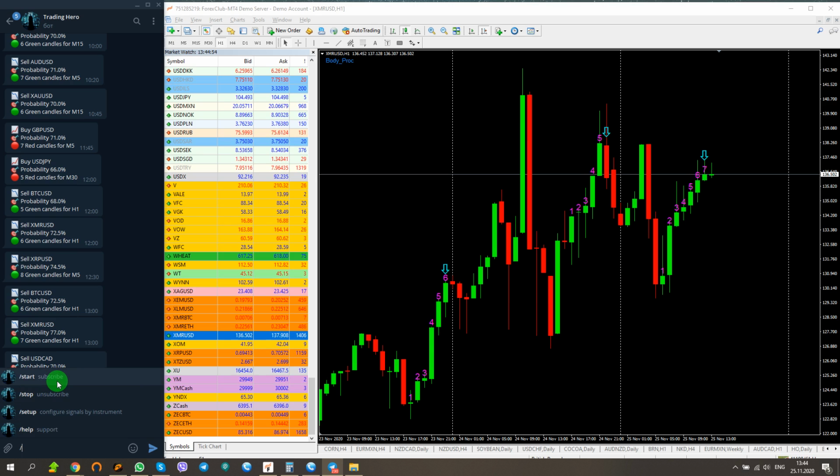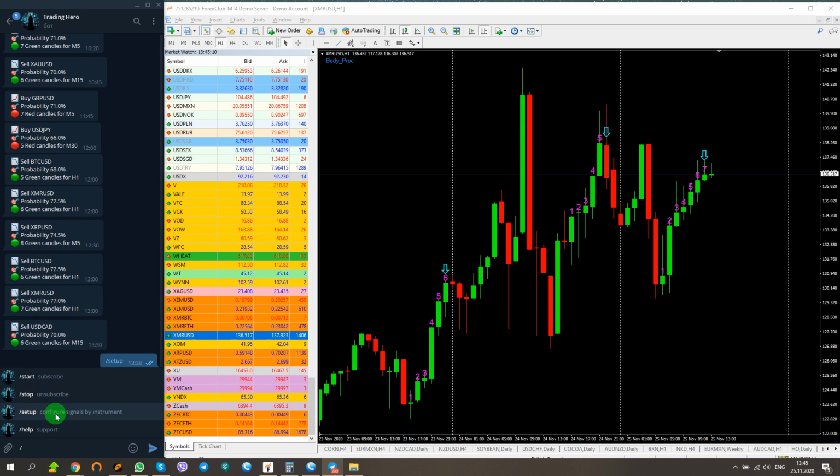Start means that you subscribe to all of the trading signals that are generated by this robot. Stop means that you are pausing the receipt of these trading signals. Setup means that you will be redirected to your personal page where you can look through the signals which you want to receive, and also select currencies, other assets or time frames, and the number of candles on which you will receive the signal. And you can press help to write to the support channel of the Trading Hero support team.